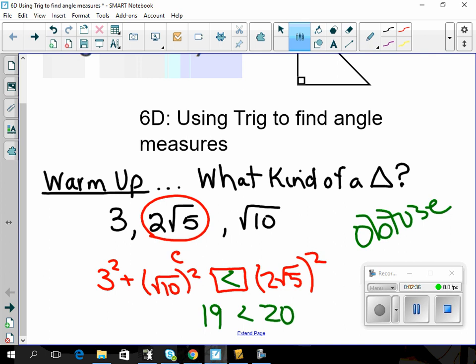My smartboard's acting wonky over here in the right corner today, so I have to just deal with me. But any questions about that? Just a little bit of a review from 6B, right? We know how to do that. Wanted to make sure I emphasize the parentheses there.